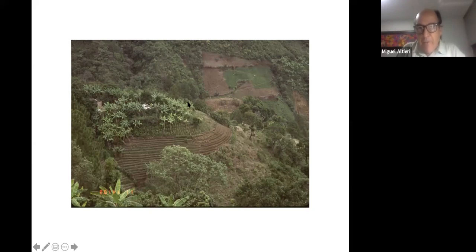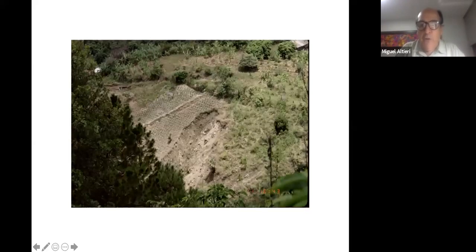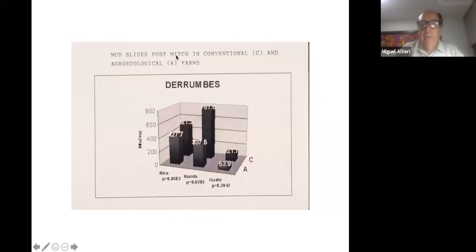Not too far from here, because I was visiting the area, if you take this road this way, you find these farms that were monoculture farms, and you can see the huge mudslides that happened due to the saturation of the soil with heavy rainfall. And there was a lot of damage in these monoculture farms. So actually, a colleague of mine called Eric Holt-Giménez did some research, and he found in Honduras particularly that the agroecological farms, the diversified farms, suffer much less from hurricanes than the monoculture farms.